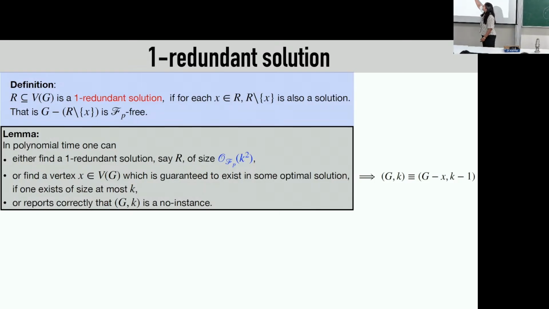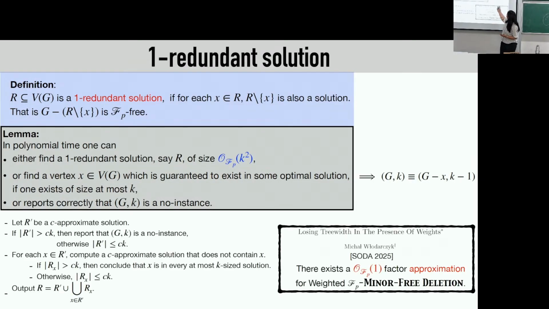So let me sketch how you prove something like this. It's not very difficult. There are different ways of proving it. I think the most convenient for me right now will be to assume that this problem, F minor free deletion problem, admits a constant factor approximation even in the presence of weights. So if the vertex set of the graph had a weight function, and the question was to find a minimum weight set of vertices whose deletion results in a graph which does not have an F minor, for that problem also there's a constant factor approximation.